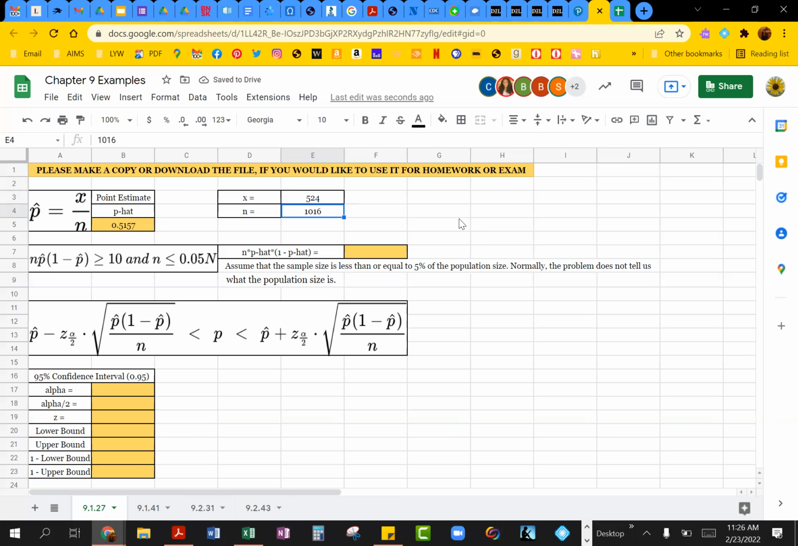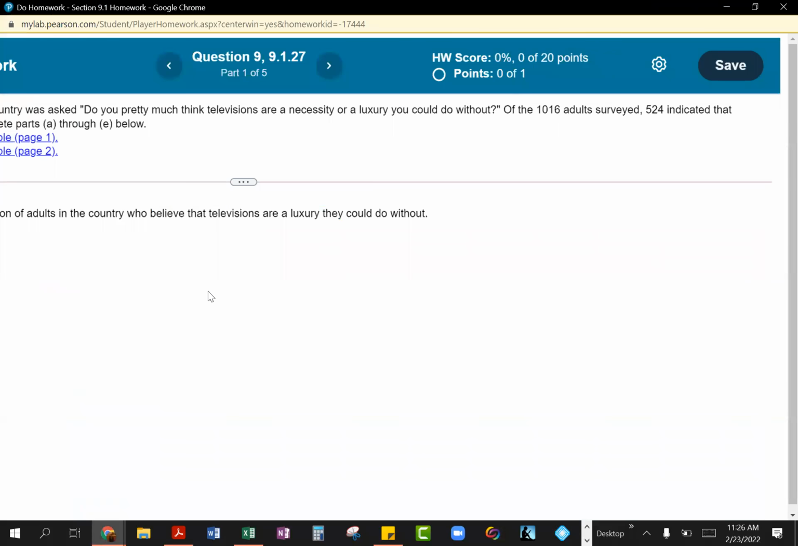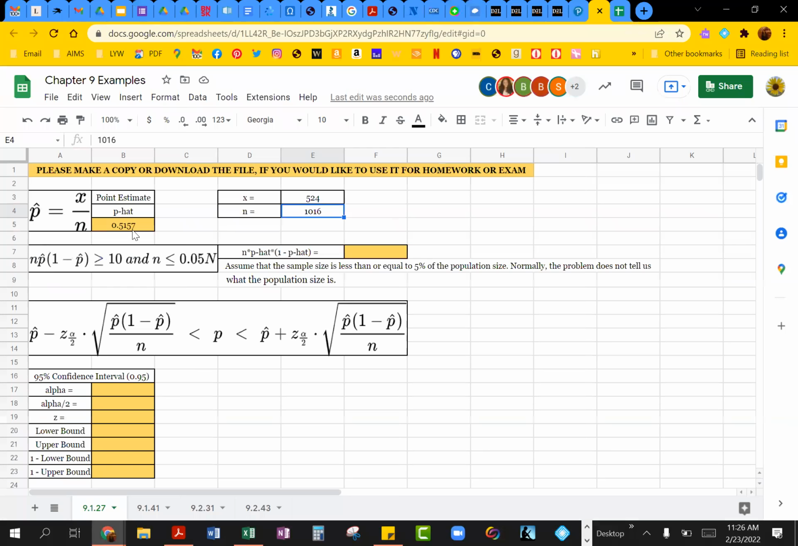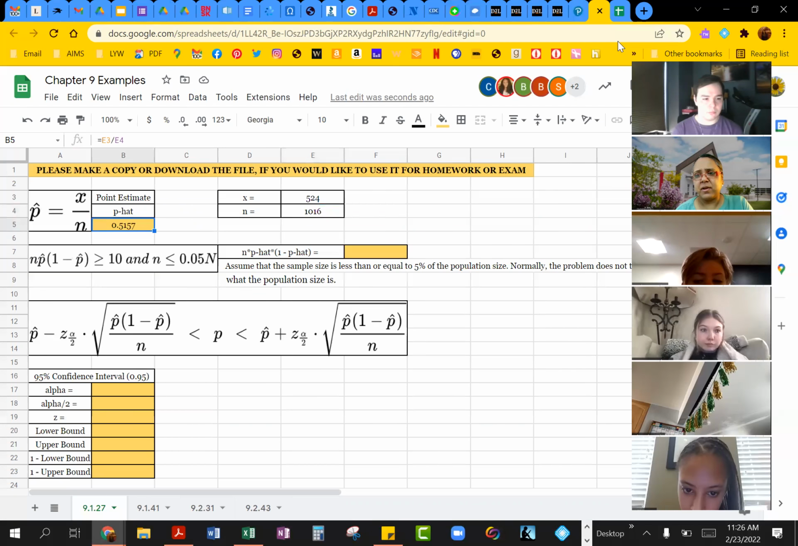So this is our p hat value, the point estimate, and we're getting 0.5157. Then you can see what your rounding instructions are, and based on that, you can type in your answer. This one says 3 decimal places. So since you have 0.5157, of course, round it to 3 decimal places. And what will that rounded answer look like over here, guys?